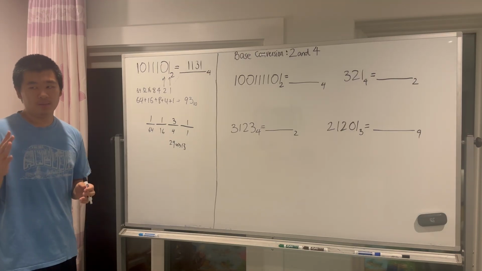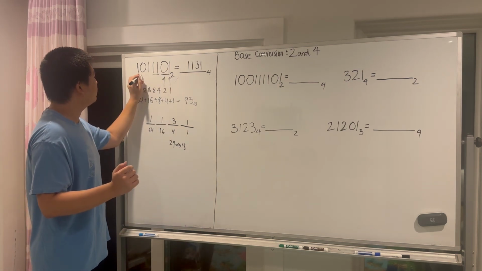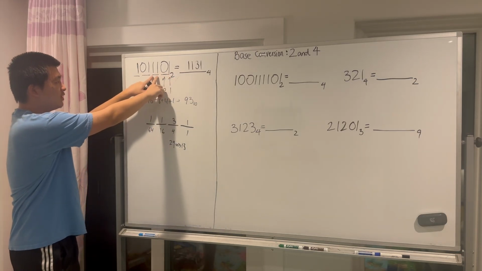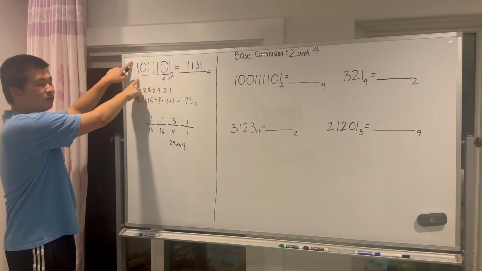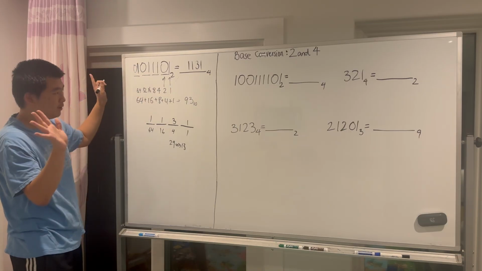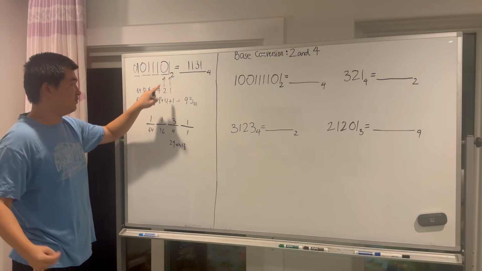So here's how our method goes. Take this and group it into groups of 2, starting from the right. So you take this group of 2, this group of 2, this group of 2, and then there's only 1 left over, so this is its own group, but you can imagine a 0, 1 over here, same thing. So take each group in base 2 and then convert that to base 4.